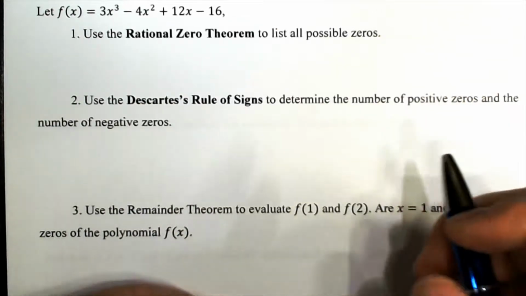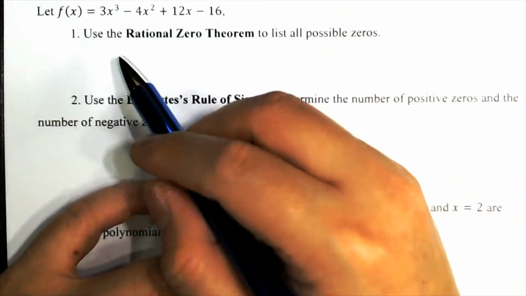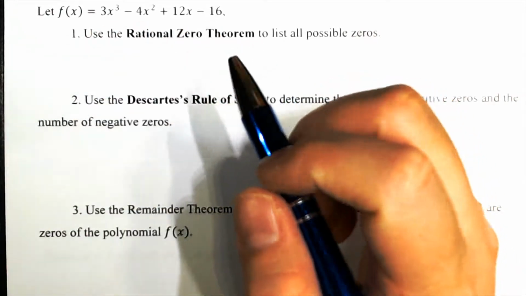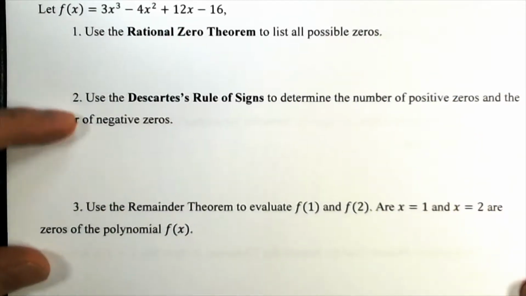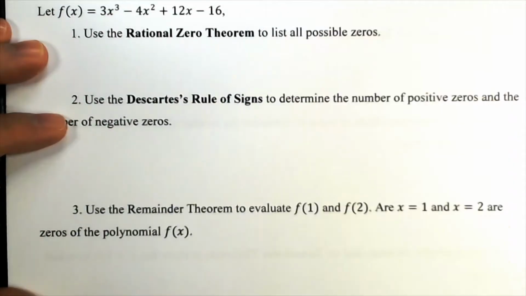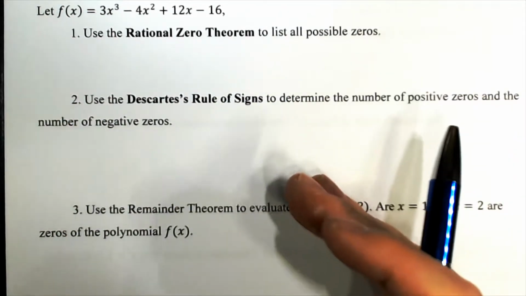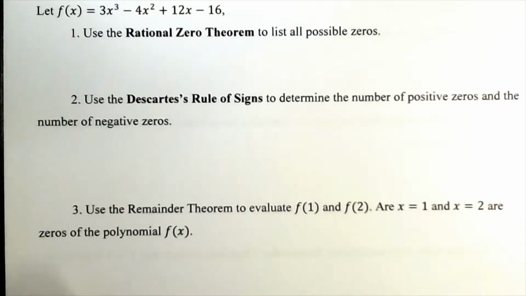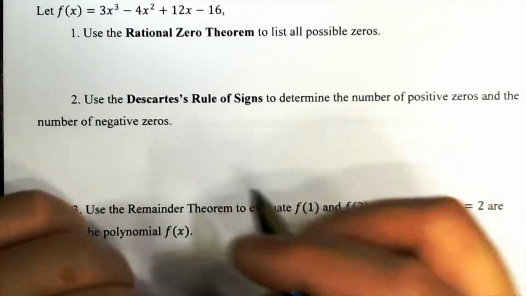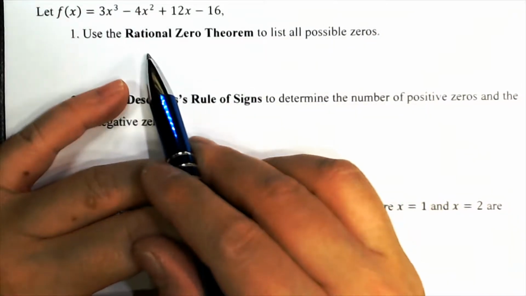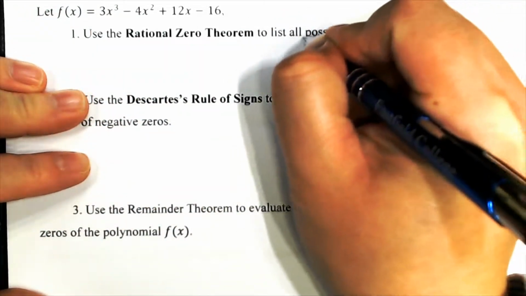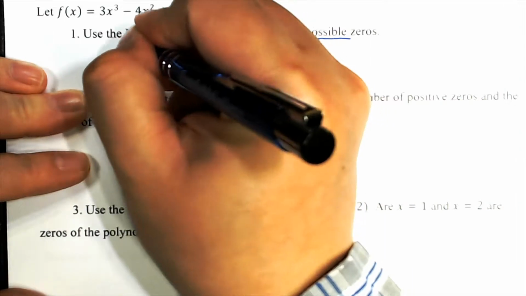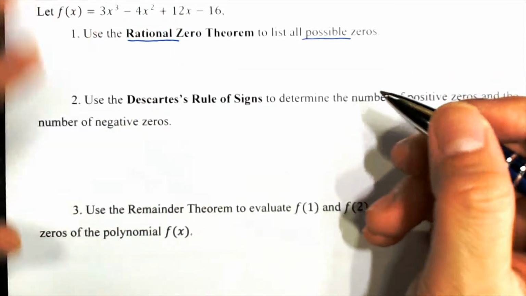Hi everybody, in this video we will find the zero of this polynomial. Usually we do not need to find zeros using all of these steps, but we will do all of these steps just to review. Alright, first we'll use the rational zero theorem. This will list all the possible, and of course rational, zeros.